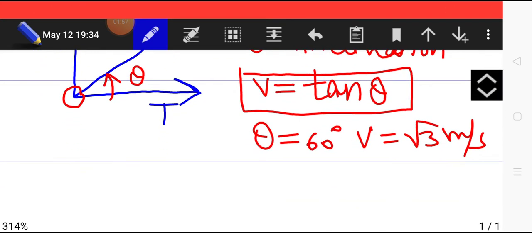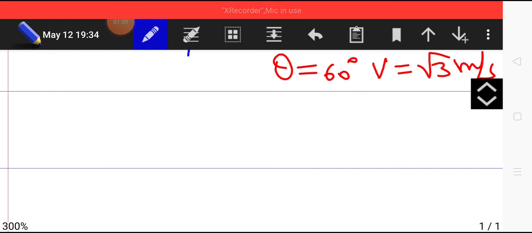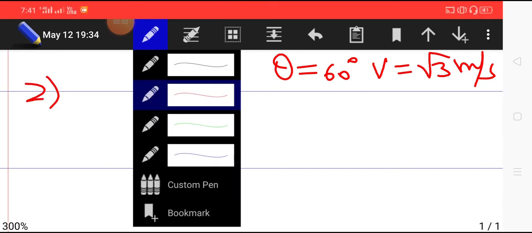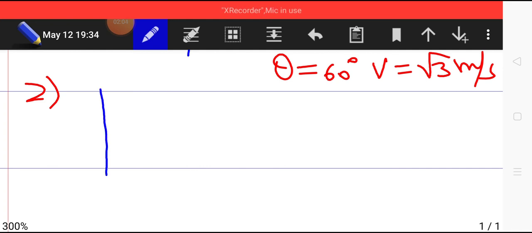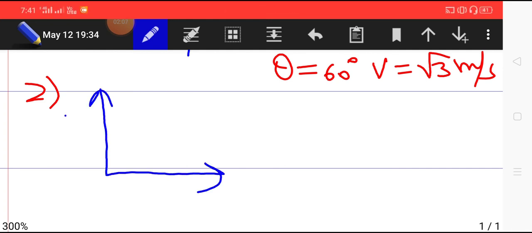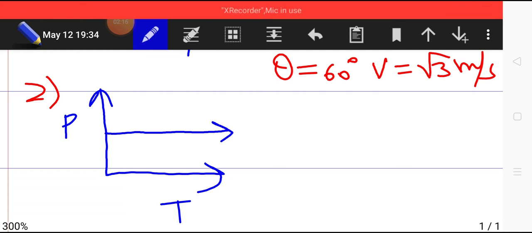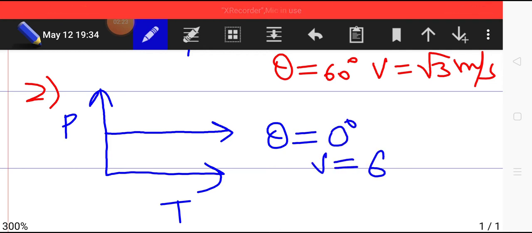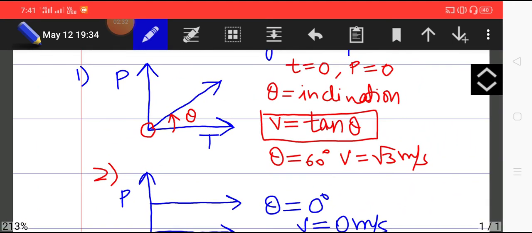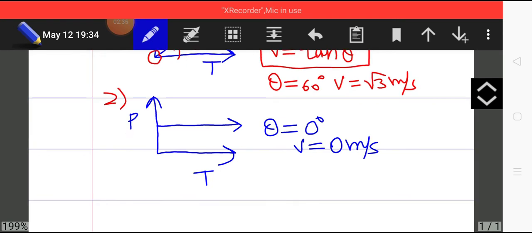If you continue to apply this knowledge, then you can easily estimate in a position-time graph. If you have a line parallel to the time axis, which yesterday we discussed was for a stationary object, you can observe that theta for this case is 0 degrees, hence the velocity is equal to 0 meter per second. So the point about the position-time graph is that tan theta is also known as the slope of the graph.